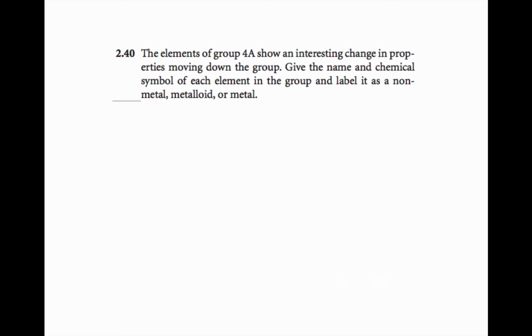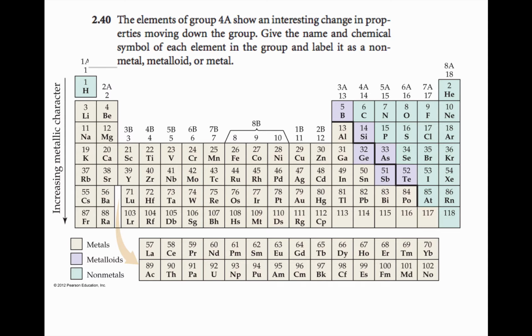Elements of group 4A show interesting change in properties moving down the group. So looking at the periodic table, can we predict trends? All right, so we're going down group 4A. Give the name of the chemical, the symbol for each, and label it as a metal, a non-metal, or a metalloid. So if you remember, we've got the magic staircase, the black staircase here.